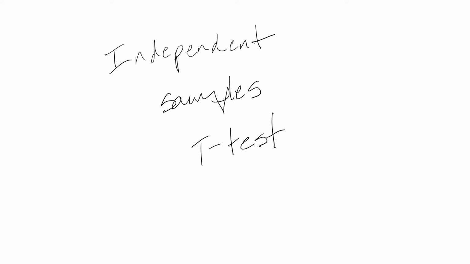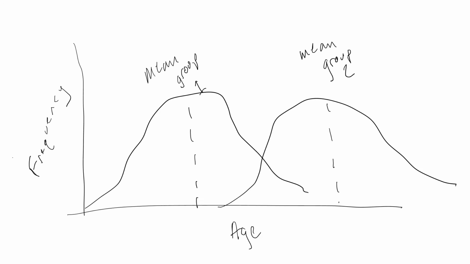In this video, I will introduce the basics of independent sample t-tests. We use independent samples t-tests when we want to compare the mean value of a variable between two groups in our sample. For example, we might want to compare the mean age between two groups. This figure shows group 1 and group 2's distributions and means for the variable age.